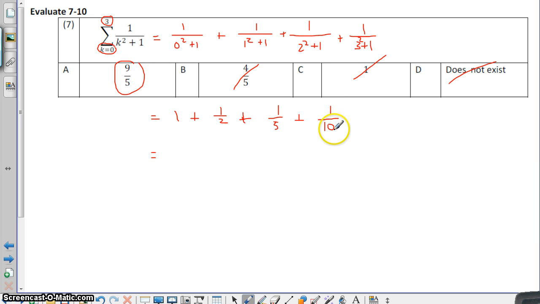I'm going to rewrite these all over 10, so this would become 10 over 10. This would become 5 over 10. This would become 2 over 10. It stays 1 over 10. Now that I have those, add up the numerators. 10, 15, 17, 18. 18 over 10. Reduce, divide by 2. You're going to get 9 over 5. And that is the answer.